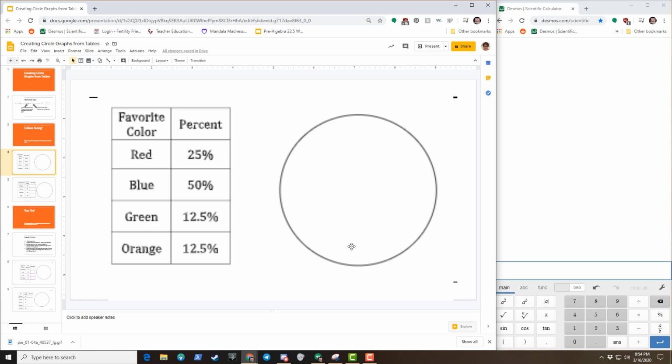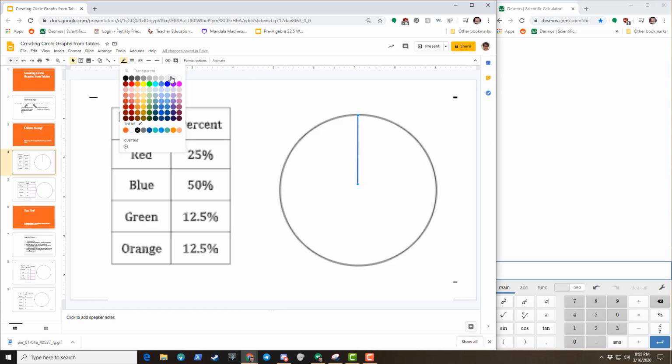So if you broke this circle into 4 pieces, one of those pieces represents the amount of people who like red. So I'm going to go ahead and add a line. I always like to start at the top of the circle. I think that just makes it a little bit easier. And I'm going to draw a line straight down to the center of the circle. So all of your lines are going to go towards the center.